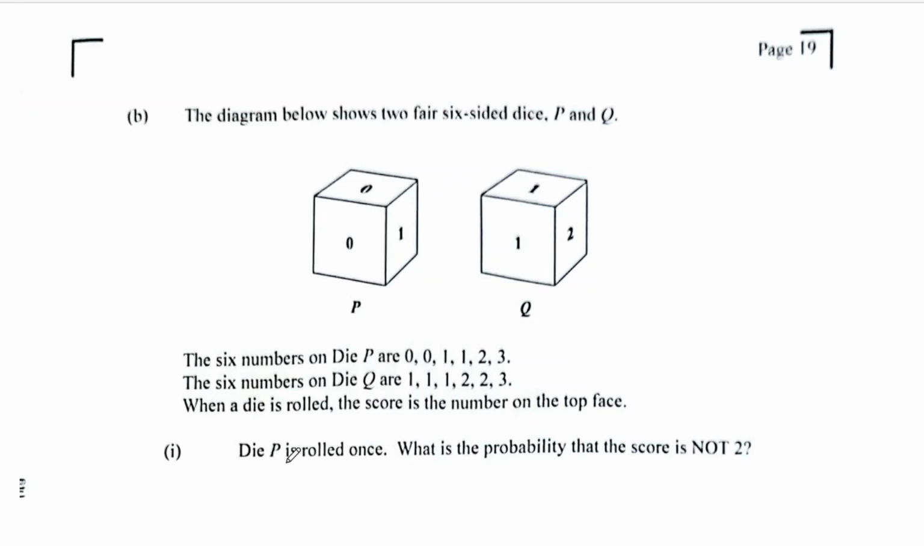Okay. Die P is rolled once. What is the probability that the score is not 2? So if they roll die P and they want the probability that it is not 2, therefore it's going to fall on all the numbers besides 2. Right? The chances to fall on all the other numbers except 2. So all the other numbers, they are 1, 2, 3, 4, 5. So there are 5 possibilities for it to land on, over the total amount of numbers. There are 6 numbers, so that would be 5 over 6.